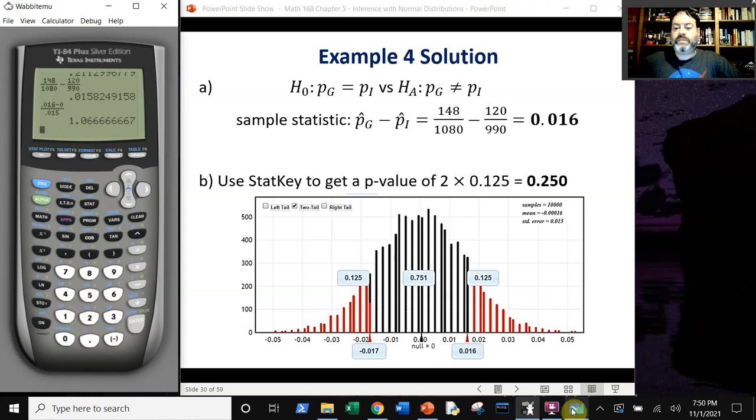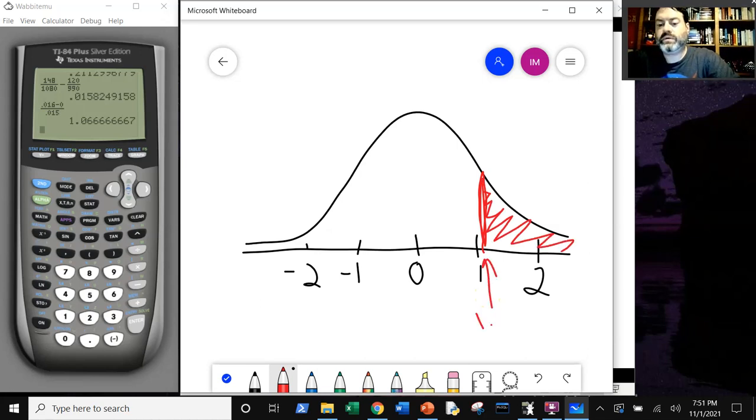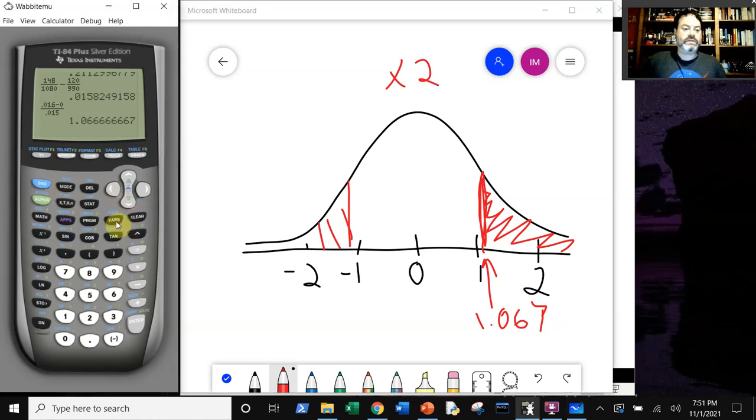So when I draw my picture, I go over to 1.067, which is just to the right of 1. You always shade to the outside on a two-tail. So this is 1.067. And we're going to eventually get this other half, but it's just going to be the times 2 that we get, whatever the p-value is. So same stuff we've been doing.